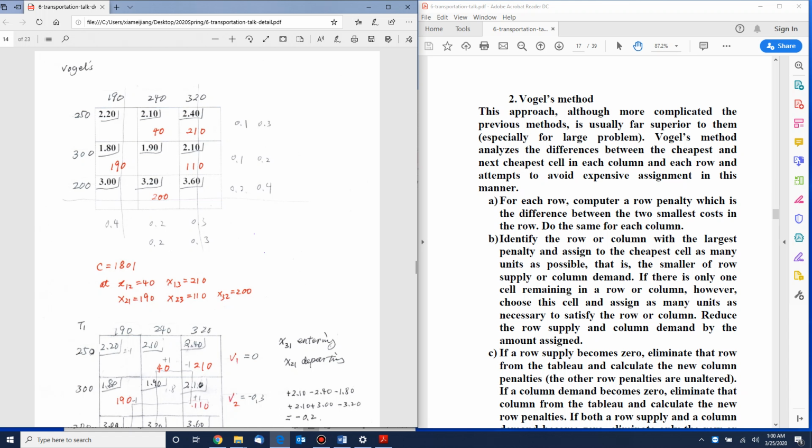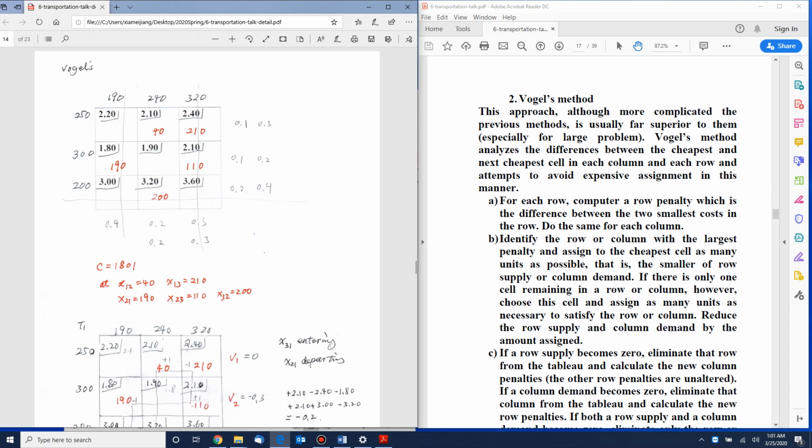Now move to the third row. The cheapest one is 3, right? And the next one is 3.2. So the difference between them is 0.2. We make a record of it. And then we move to the columns.